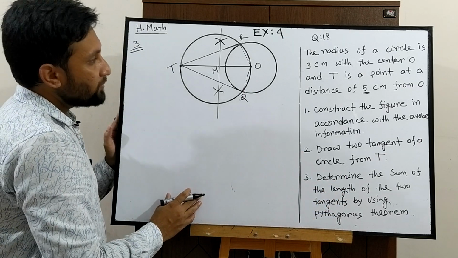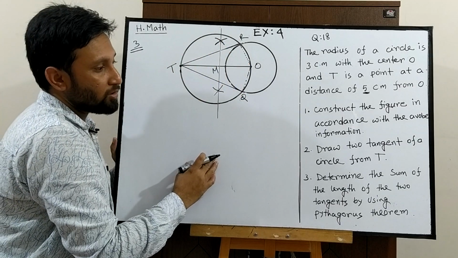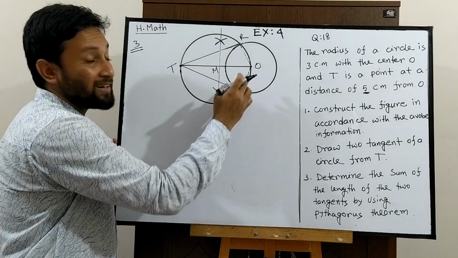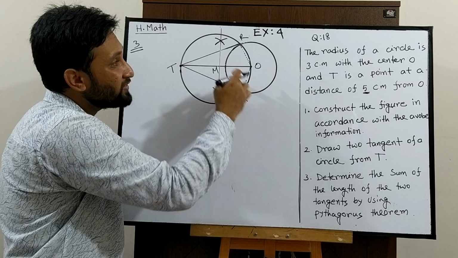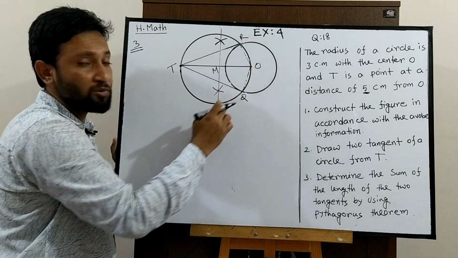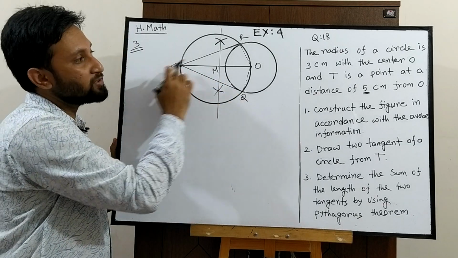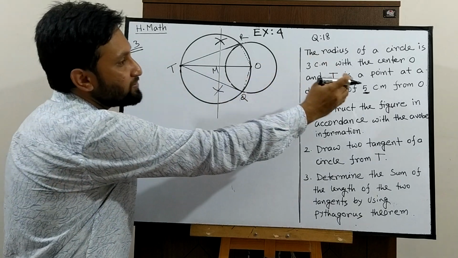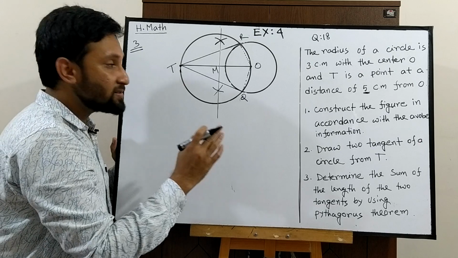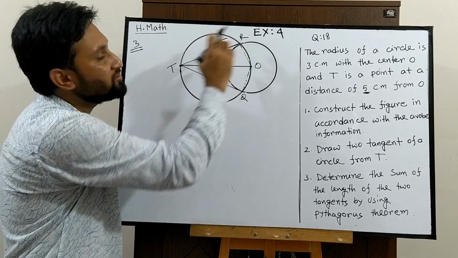Now question 3: Determine the sum of the length of the two tangents by using the Pythagoras theorem. We draw this figure as in question 2. Here the radii OR and OQ are 3 cm, and the distance from the outside point, OT, is 5 cm. Now we have to find the lengths of the two tangents TQ and TR.